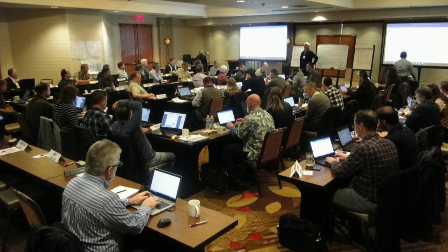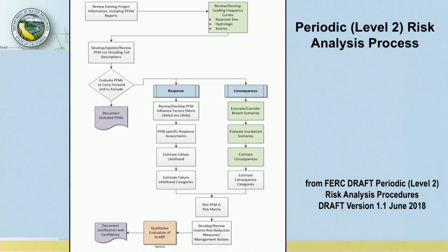We meet either in HDR's office or in hotel conference rooms. Again, there's over 60 people here. It's costing DWR over $100,000 a day to do this, and there are a lot of days. The process follows, again, the Level 2 guidance by FERC to take the existing information and develop an estimate of likelihood and consequences.